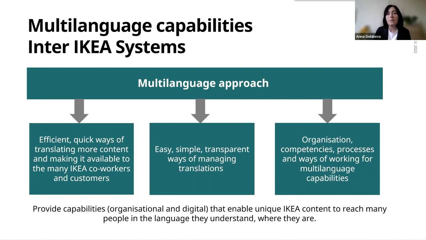So that's when we came up with this idea of multi-language approach, which is kind of covering all these different topics together. And one of them is, there was of course a need to have an efficient and quick way of making content available in local languages to the many co-workers, but also customers. So that's when we looked into different ways of translating using external translation agencies that are working with human translation, but also started to see, okay, is there a way that we can use machine translation to support us with these big volumes of content?